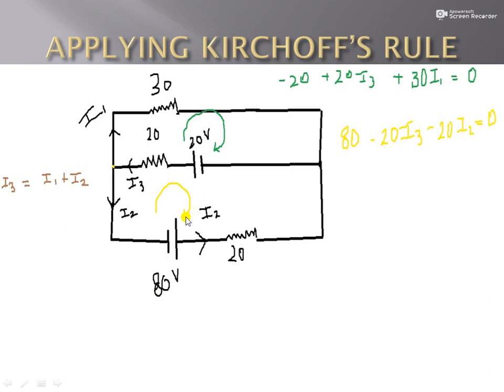Now if I move further, the resistance that comes in my way is 20, and the current is flowing in one direction while I am coming in the opposite direction. So it becomes minus 20 I3, because the current and my loop direction are in opposite directions. If I move again, the next resistance that comes is 20, and the current flowing is I2. I2 is coming like this, I am coming like this, again the opposite direction. So minus 20 I2 equals 0. This is the way that you have to make equations from the loops.